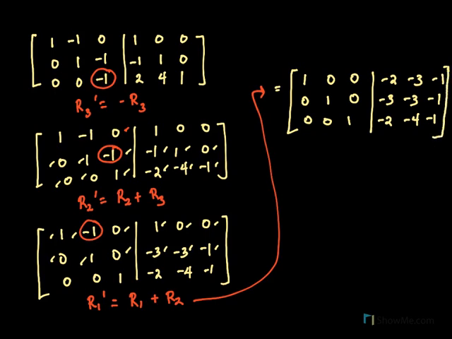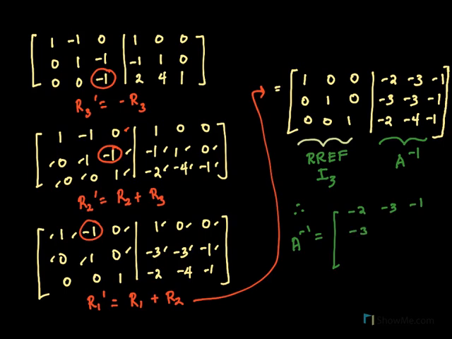Alright, so as you can see now, our matrix A is already reduced to RREF. So this is already an I3. Hence, this part is already our A inverse. Therefore, A inverse is equal to negative 2, negative 3, negative 1, negative 3, negative 3, negative 1, negative 2, negative 4, negative 1.